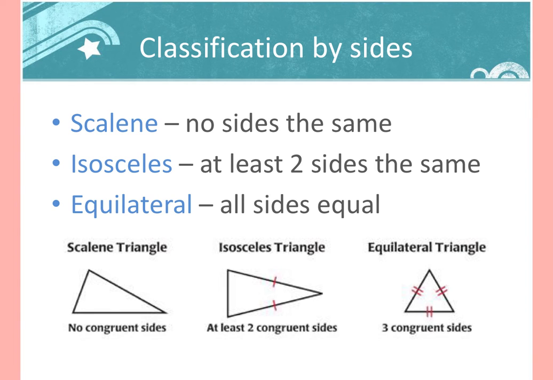There are 3 ways to classify a triangle by its sides. Scalene, which means there are no sides the same. Isosceles, which means there are at least, and at least is important there, at least 2 sides the same. And equilateral, which means all 3 sides are the same.